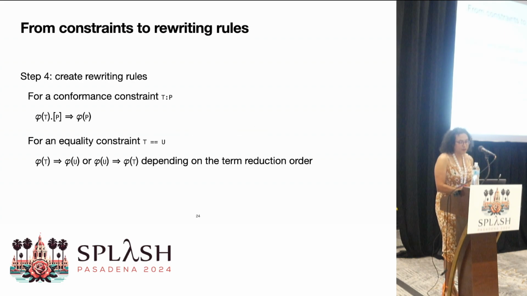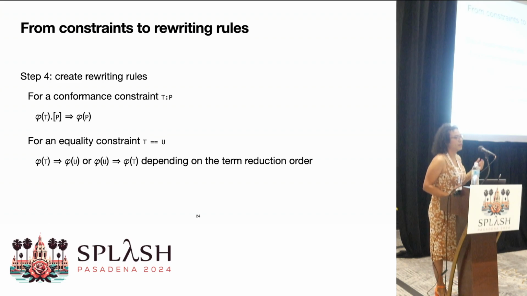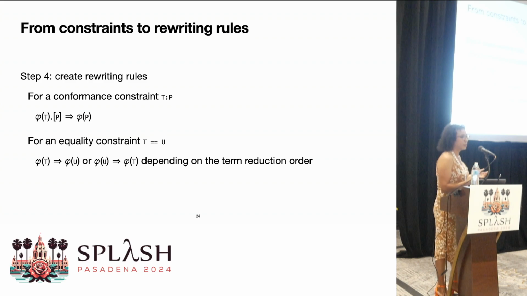And then we need to create the rewriting rules. So there are two cases. For a conformance constraint, we will create a rule that is like that. We will just encode the type into a term, and then we will append the protocol symbol, and then the trait symbol, and then we will say that this rewrites to the term encoded, without the appendage. And for an equality constraint, we will say that one translation of a type rewrites to the other, and the direction of the arrow depends on the term order relationship. So these are our rewriting rules.